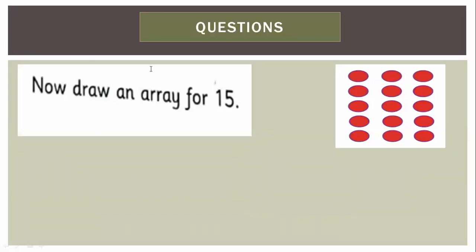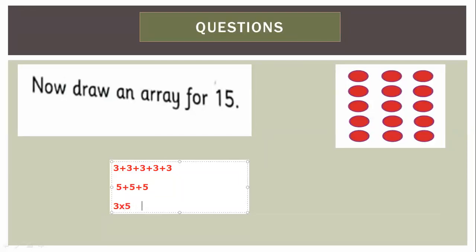You can write 3 plus 3 plus 3 plus 3 plus 3, 5 times, or you can add 5 three times, 5 plus 5 plus 5, or you can multiply 3 with 5 or 5 with 3 equals 15. So we have to draw an array of 15.